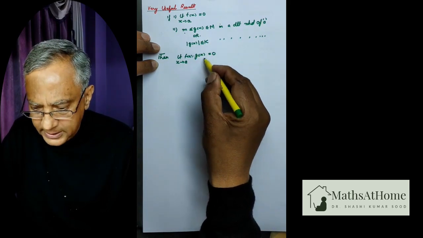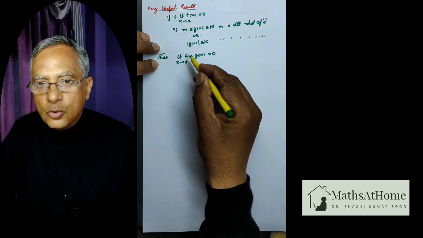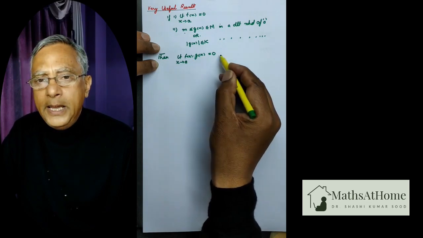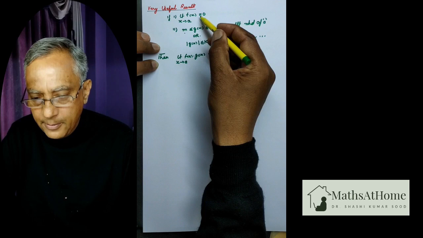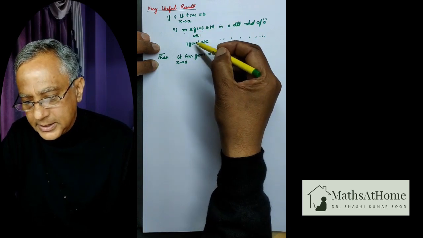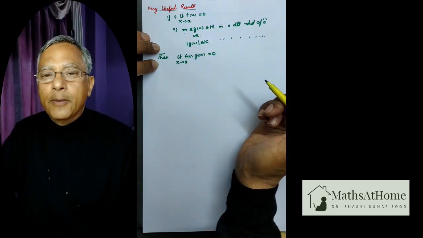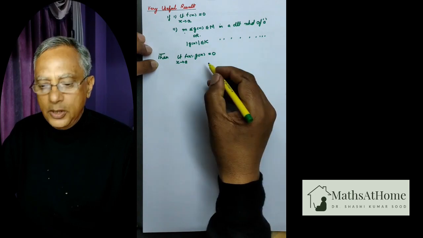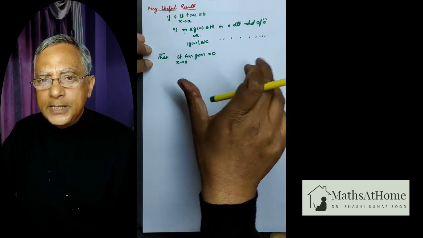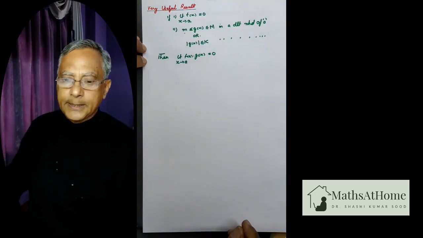This is bounded, this is finite, and this is tending to 0. So 0 into finite will be 0. So if this limit tends to 0 and this is bounded, then this limit must tend to 0. Now we take up some questions based on this.